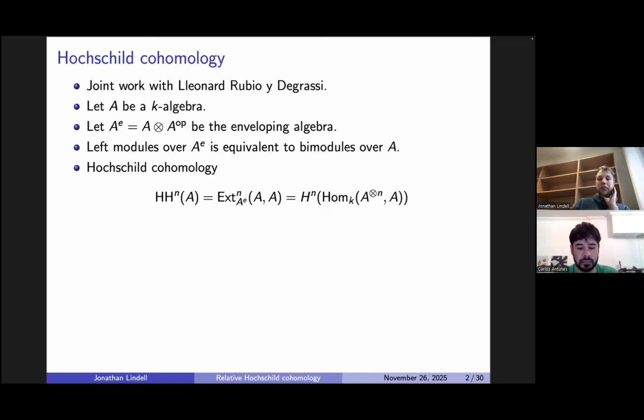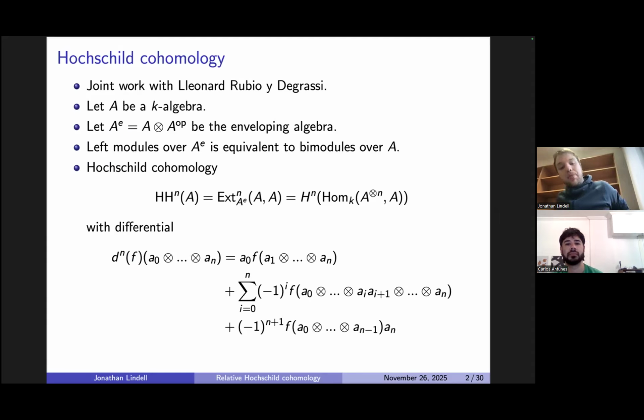Equivalently, this can also be computed as the cohomology of the complex we get by applying the Hom functor to the bar resolution of A. So specifically, we have a differential given as follows. If f is a map taking in n inputs, then we can apply this in a higher degree by either multiplying on the outside to the left or the right, or we can multiply on the inside first and then apply f, and take the alternating sums of these.